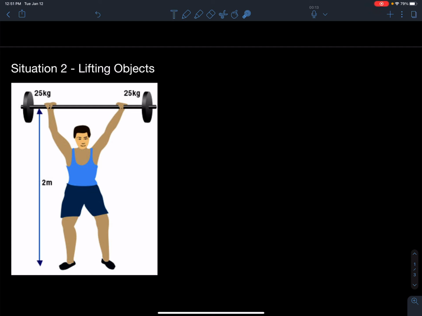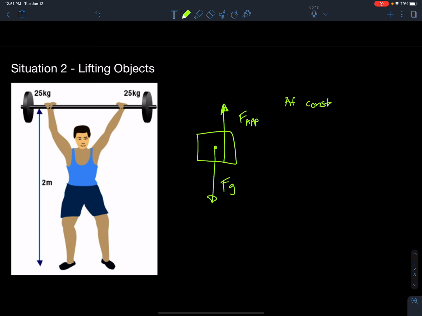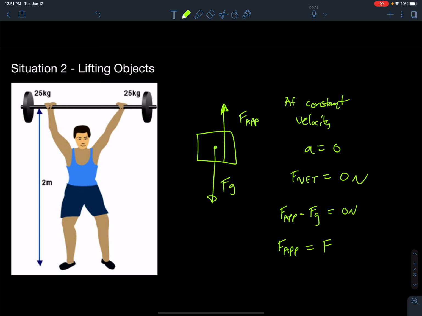Well, assuming that he is lifting at a constant velocity, that's important, because if he's lifting at a constant velocity, the force that he is applying is going to be equal to the force of gravity. Okay, so at constant velocity, my acceleration is equal to 0. That means that my net force is equal to 0 newtons. So the applied force minus the force of gravity is equal to 0 newtons. That means my applied force is equal to the force of gravity.